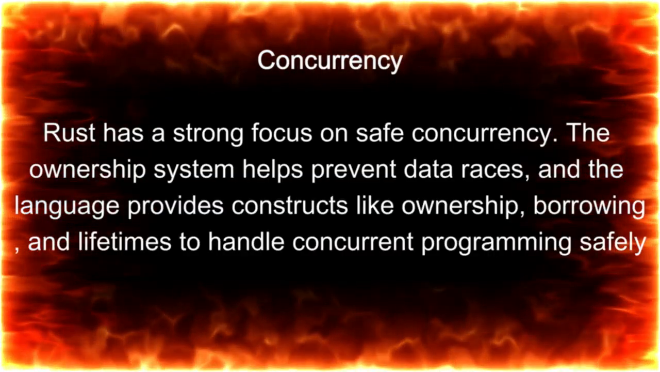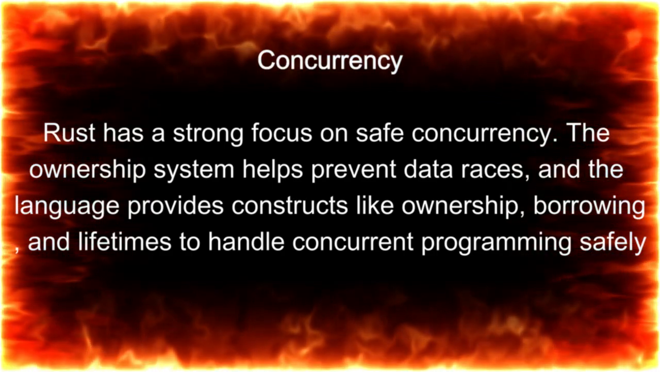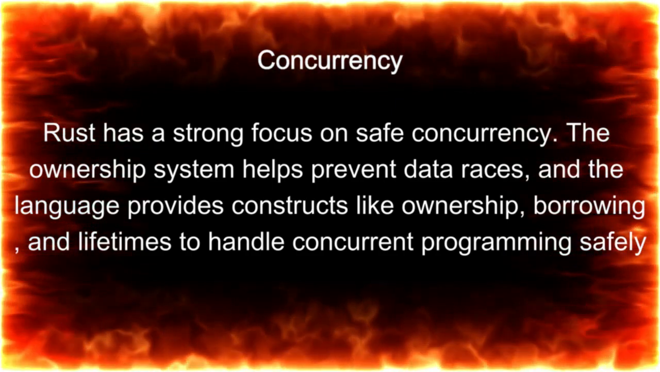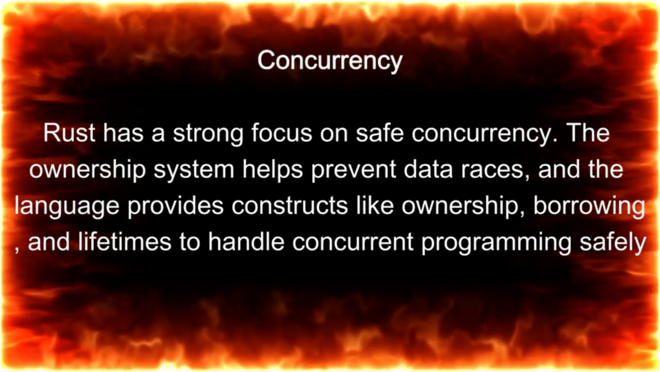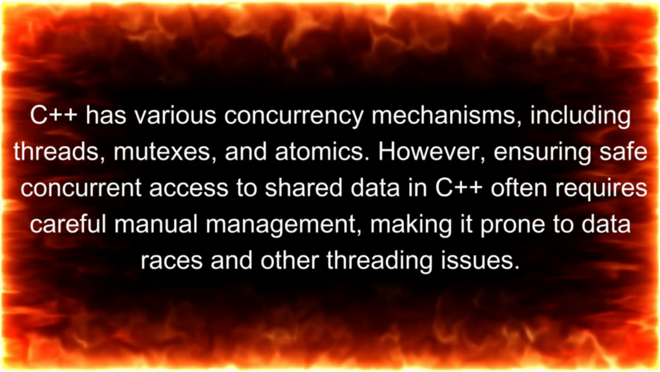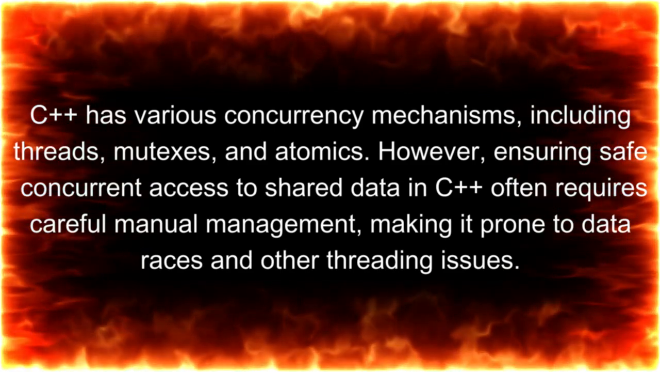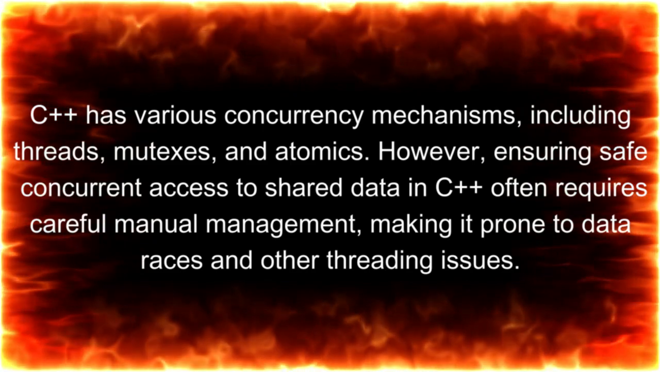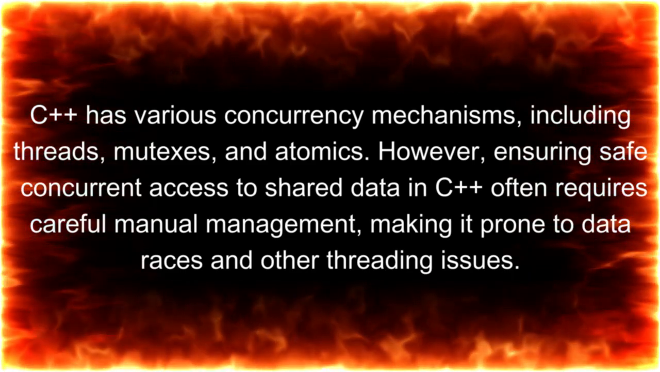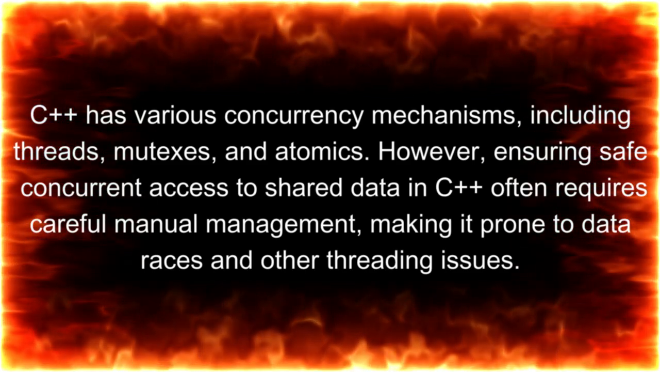Concurrency. Rust has a strong focus on safe concurrency. The ownership system helps prevent data races, and the language provides constructs like ownership, borrowing, and lifetimes to handle concurrent programming safely. C++ has various concurrency mechanisms, including threads, mutexes, and atomics. However, ensuring safe concurrent access to shared data in C++ often requires careful manual management, making it prone to data races and other threading issues.